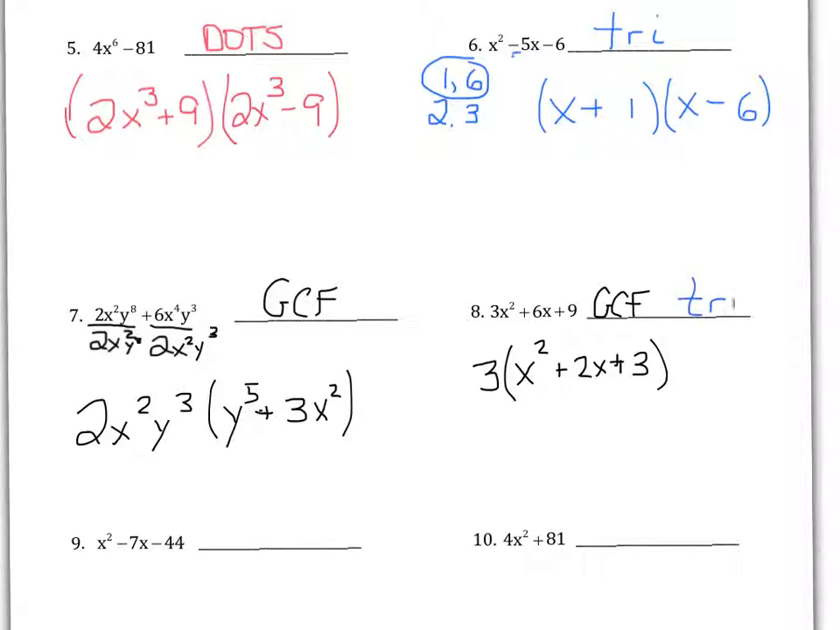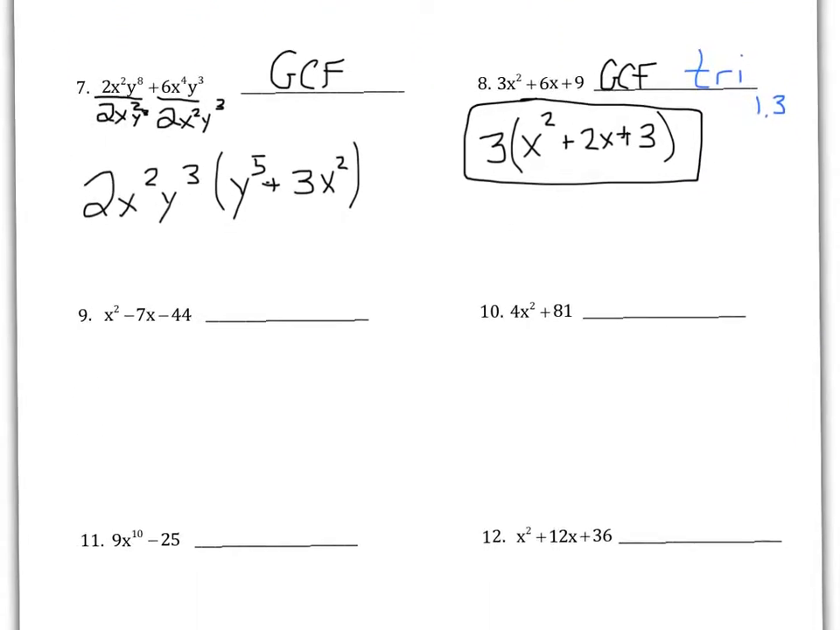So we got to think of numbers that multiply to 3 and add up to 2. So 1 and 3 are the only numbers that multiply to 3. Now, can those add up to 2? No, they can't, because it doesn't multiply to a negative 3 to make that a negative 1. So then this is all I can do. This is my final answer. So all I could do is pull a GCF out there, and that's it.